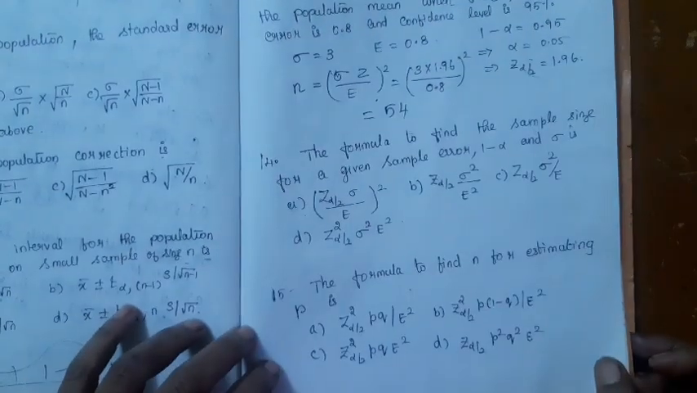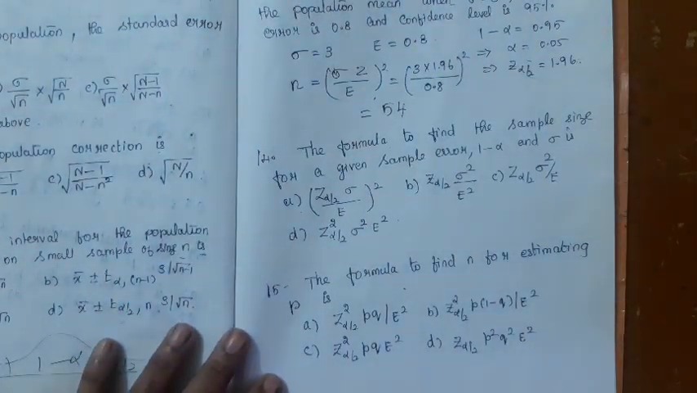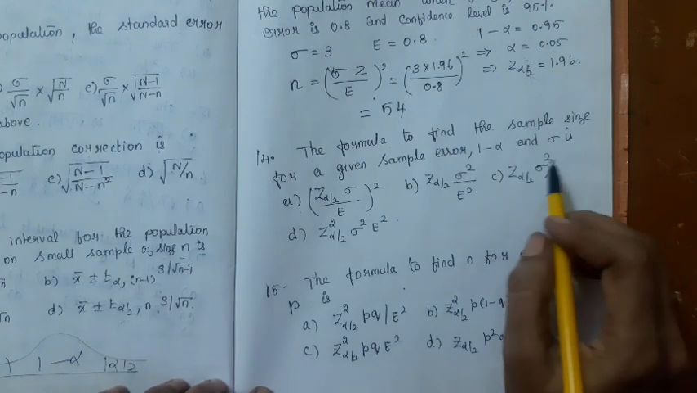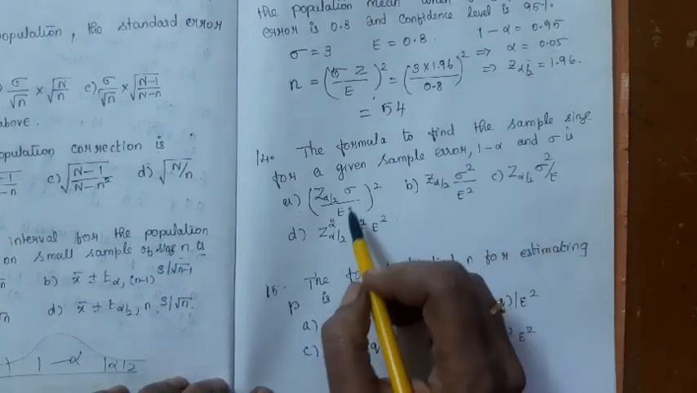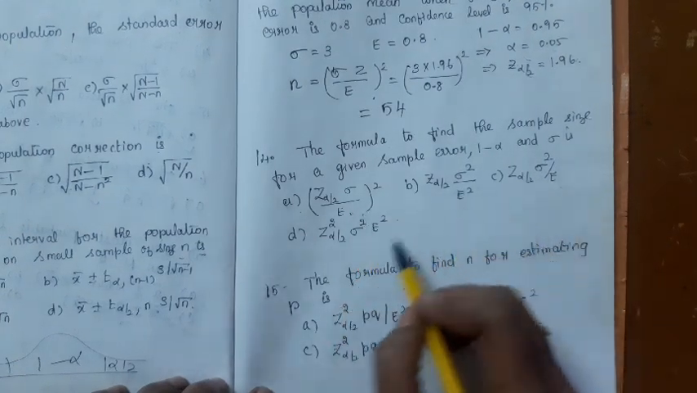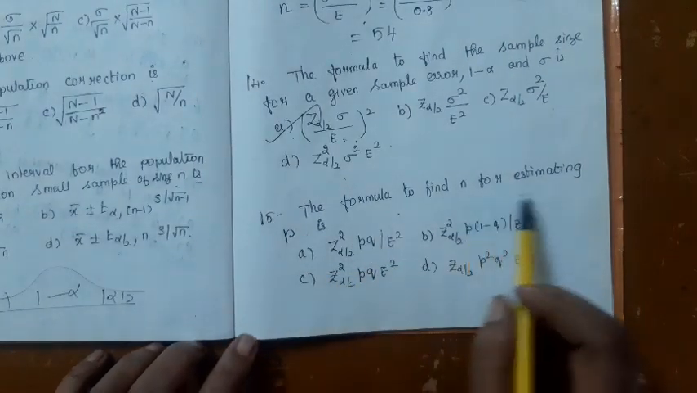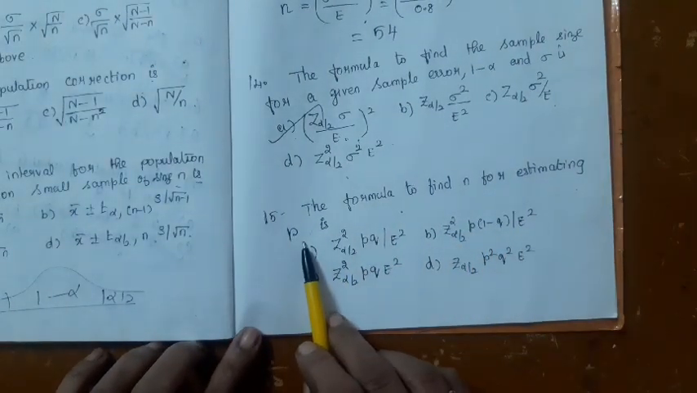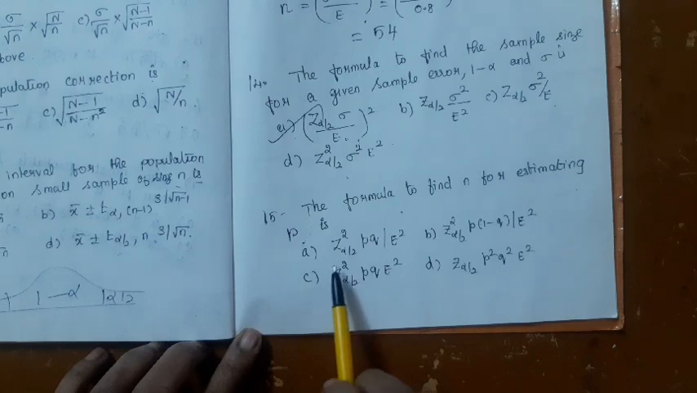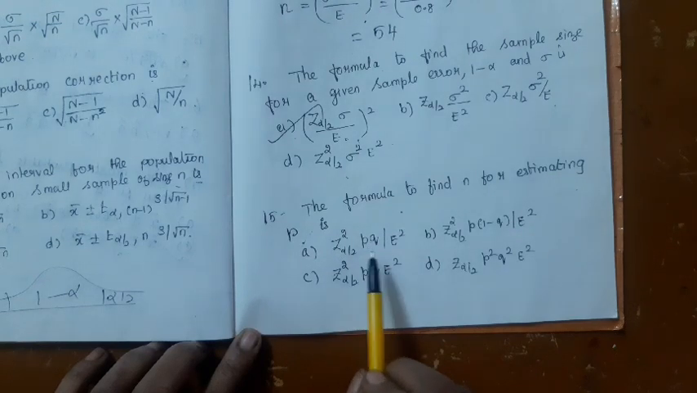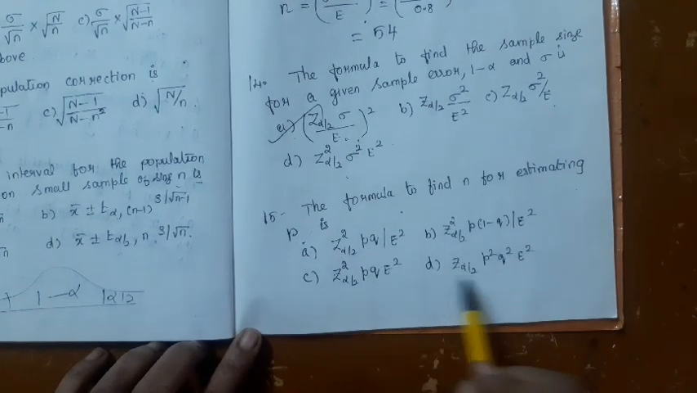Okay. Now, the formula to find the sample size for a given sample error E, confidence level 1 minus alpha and sigma is, this is the formula, right? The formula to find n for estimating the population proportion P is Z square PQ by E square. This is the formula. Okay.